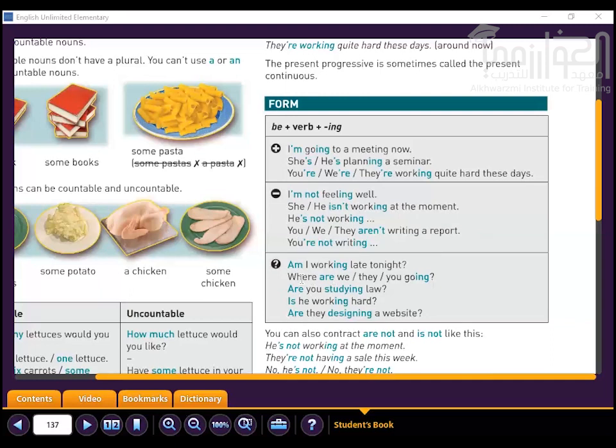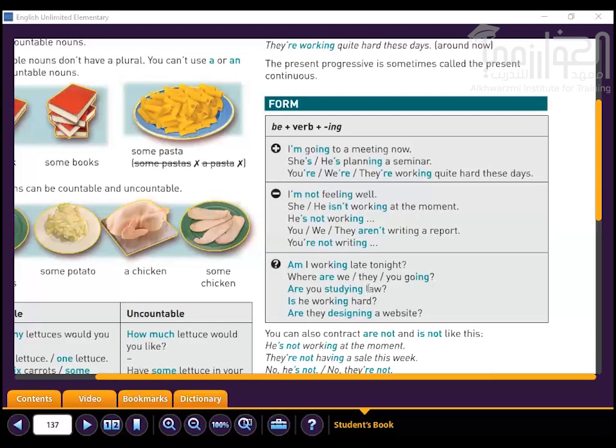But with WH questions, you have the WH word first. And now you can see that the be comes before the we. Here, we comes before the be. But in the question, the be comes before the we. Where are we going? Or where are they going? Or where are you going? And then we have other examples.